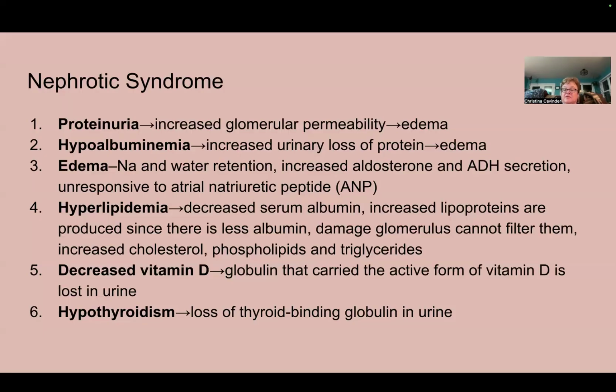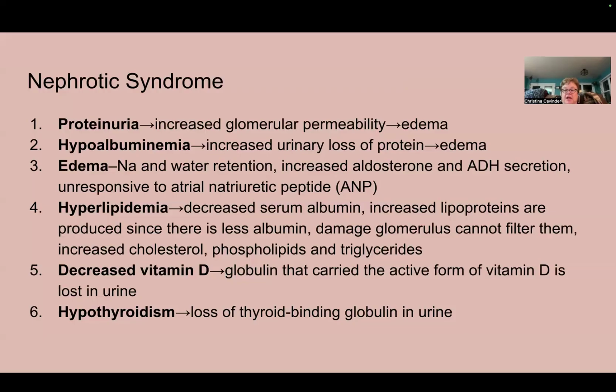Now that extra fluid leaks out into the interstitial tissues. You have edema also from sodium and water retention. You have increased aldosterone and antidiuretic hormone secretion. And remember, the heart is releasing that ANP, but your body is unresponsive to that.